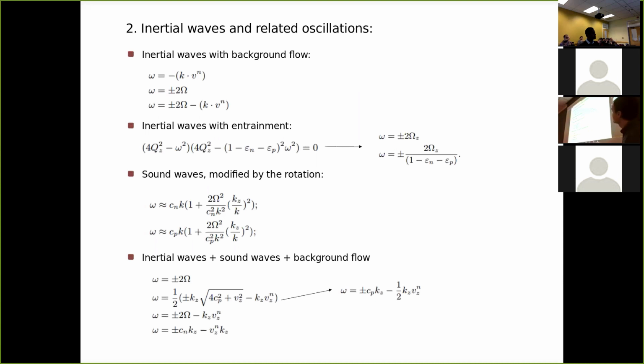Next, again, stable modes of oscillations is when we include rotation in our calculations. So it's for the inertial waves, and these are ordinary inertial waves, and the one modified by the background flow. We can also include the entrainment, and it has this simple form, or sound waves modified by the rotation here. And also we can include other parameters, but they're not very interesting because all of these oscillations are stable.